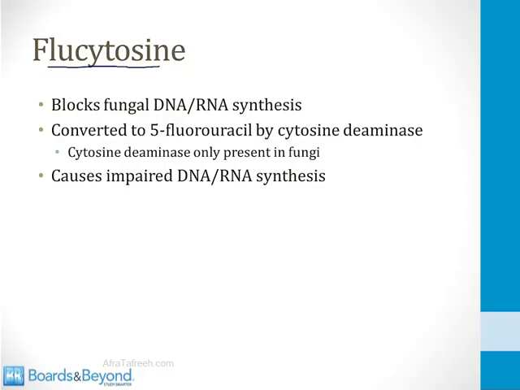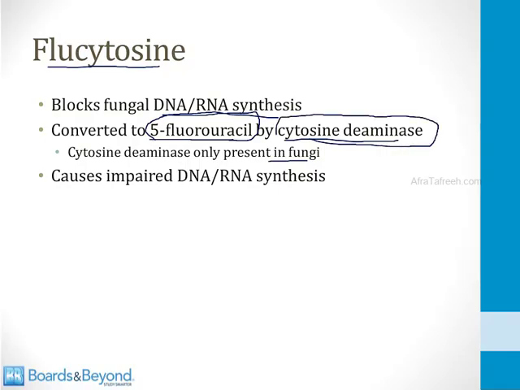Flucytosine works by blocking fungal DNA and RNA synthesis. Once it gets inside fungal cells, it's converted to 5-fluorouracil by an enzyme called cytosine deaminase. Cytosine deaminase is only present in fungi, and thus this drug will only be converted to 5-fluorouracil inside fungal cells. Now 5-fluorouracil may sound familiar to you, and that's because it's known as 5-FU, and it's also used as a cancer drug. In this case, though, it's mostly going to affect only fungi because only fungi have the enzyme to convert flucytosine into 5-FU. And once it becomes 5-FU, it can impair DNA and RNA synthesis.